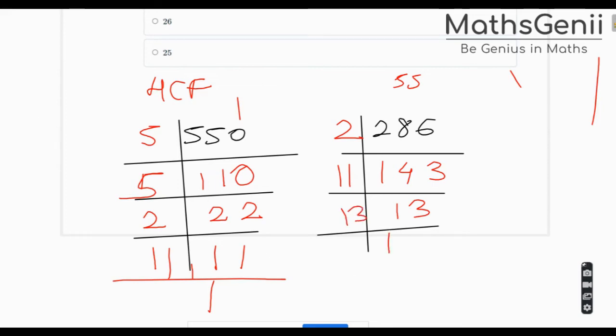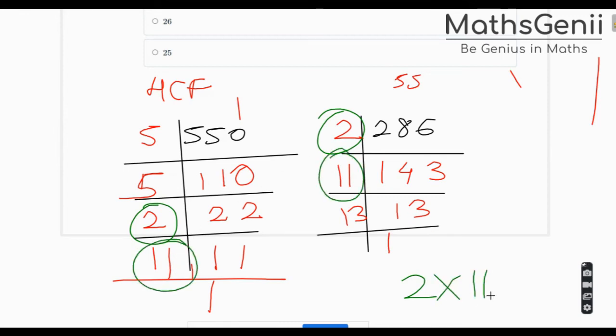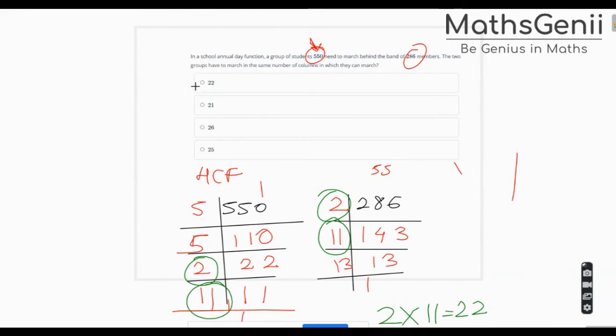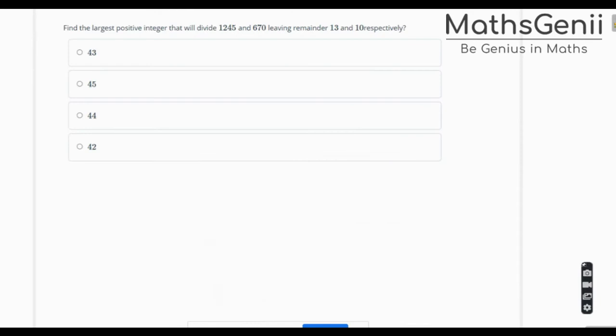So for HCF, what I had told you, remember, you have to find pairs. 5 is there in this, no, rejected. 5 is there in this, rejected. 2 is there in this, yes, accepted. So 2 I'll write once. 11 is there in this, 11 is there in this, so I'm again writing it once. So your answer is 22. So tick mark 22 in the option. Okay, always remember the trick that I just taught you, how to decide LCM or HCF.